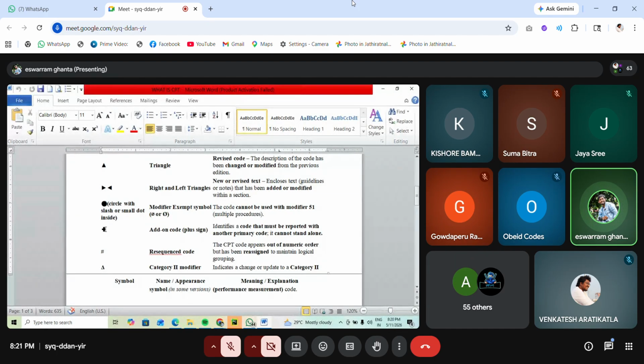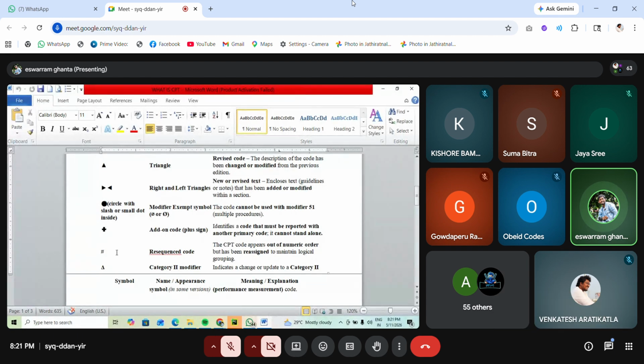If we are using one specific code in the CPT, this symbol is indicating that if you are using a specific code, you need to use another code also. This symbol is indicating that it identifies a code that must be reported with another primary code. This is a very important thing.